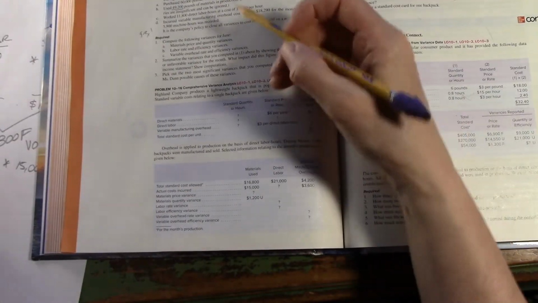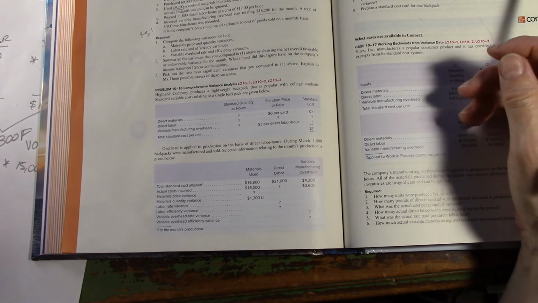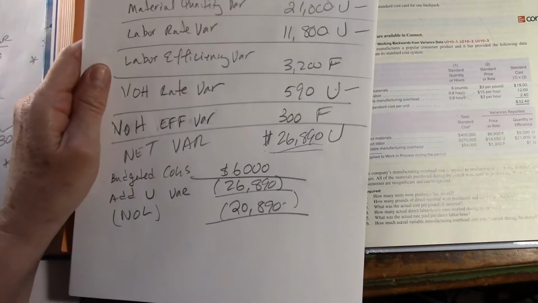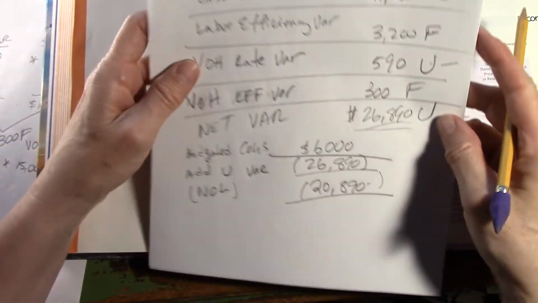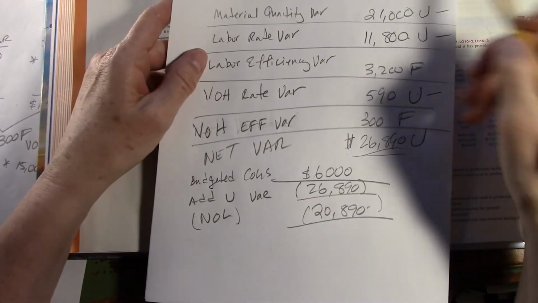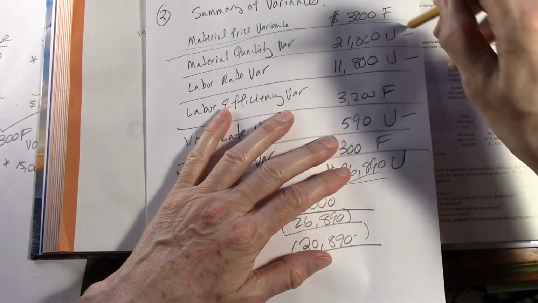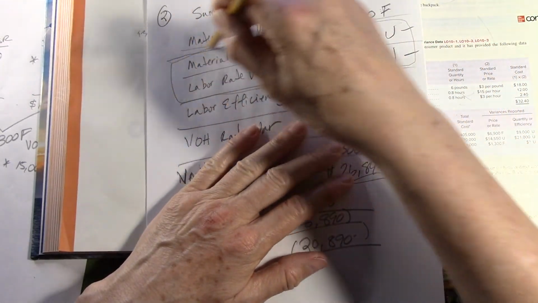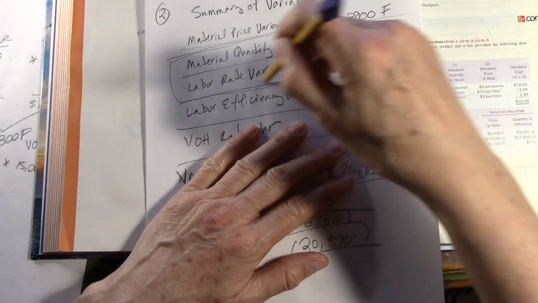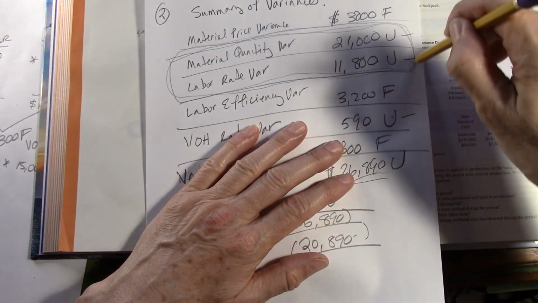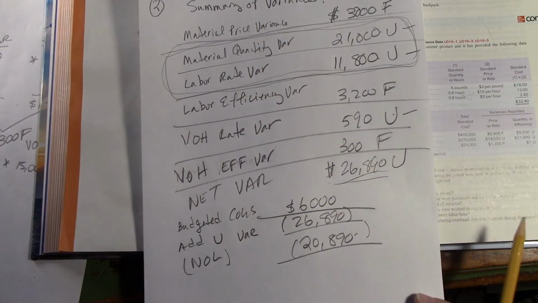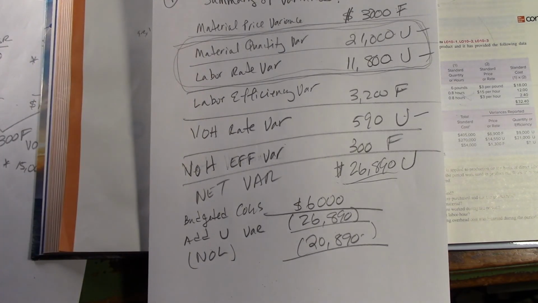Okay, so of course the last part of this question is pick out the most significant ones, right? Well, the biggest ones are material quantity and labor rate. Material quantity, so I used more material, right? I didn't pay more, but I used more, and I paid my workers more. It was a labor rate variance.